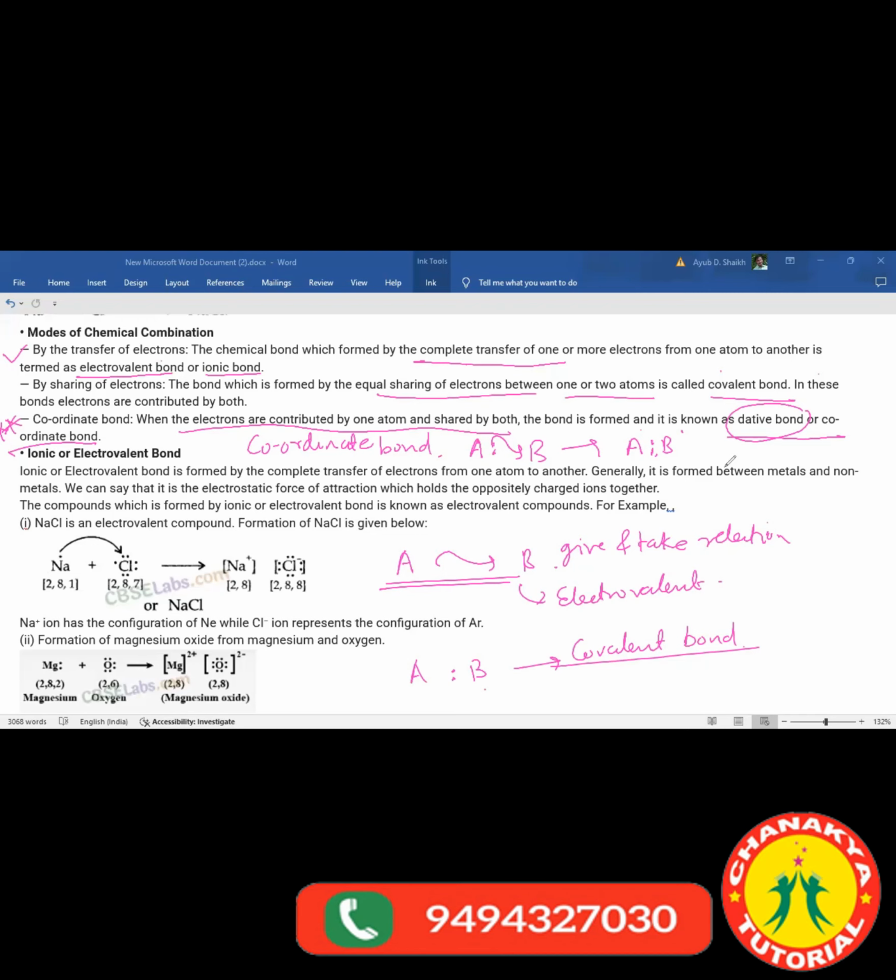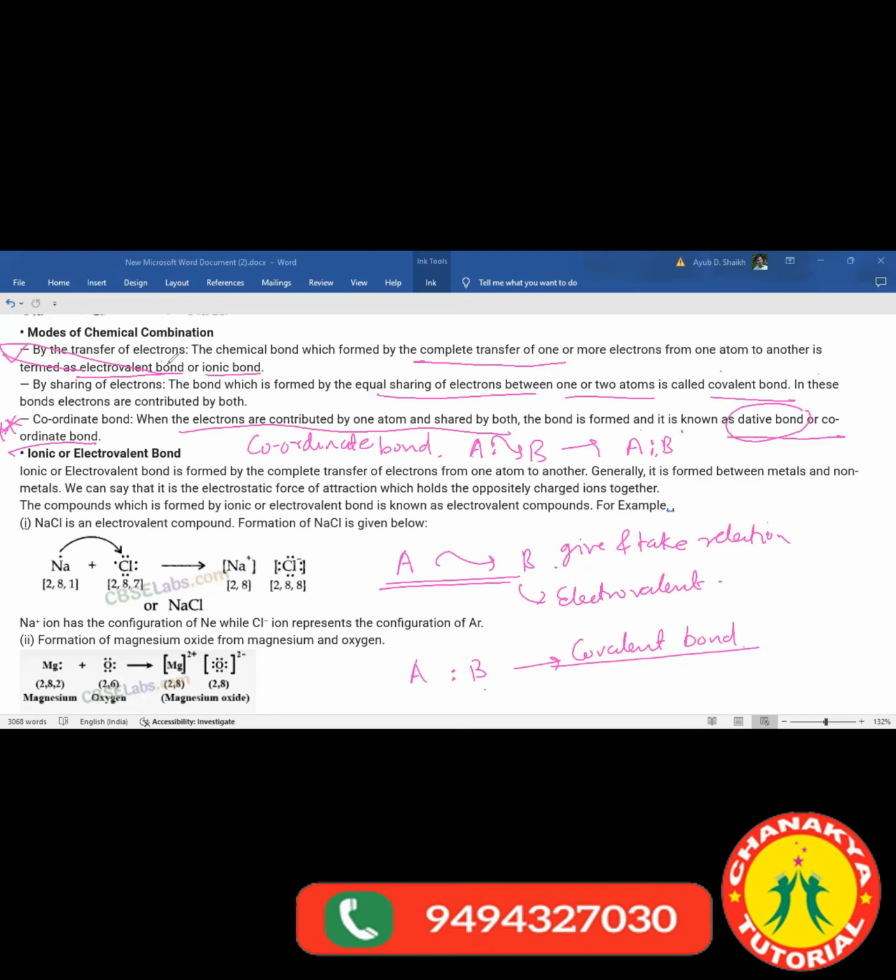So in coordinate bond, ma'am, only one atom shares its electrons to the other atom. In this case, what happens? See, the mode of chemical bonding is by transfer of which one this? By transfer of electron, electrovalent bond. In that case, A and B. In that, A would give, B would take, right? That is an electrovalent bond, and we call it an ionic bond, correct?